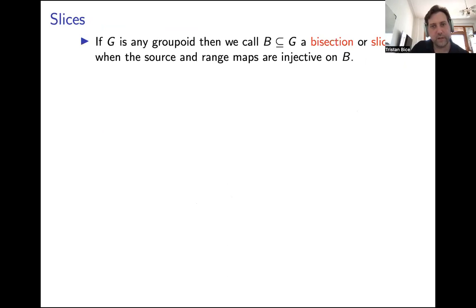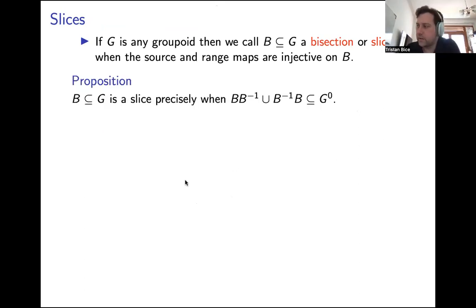Okay, so that's one little proof. Now to go further, I want to talk about slices. I guess I could have talked about this earlier when I was talking about groupoids in the algebraic sense. A slice, sometimes called a bisection, is just some subset on which both the source and range maps are injective, one-to-one.